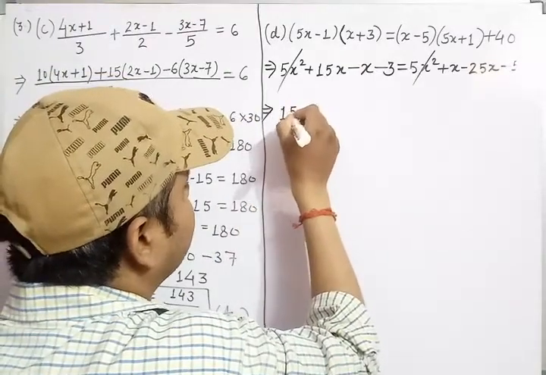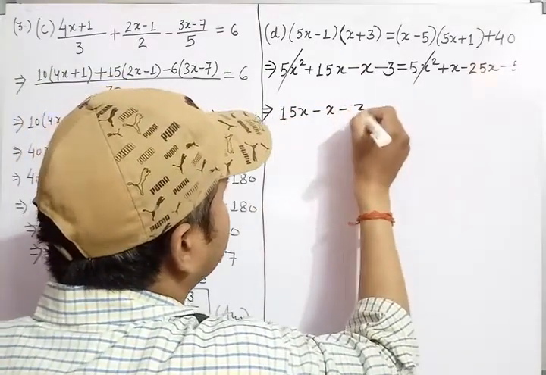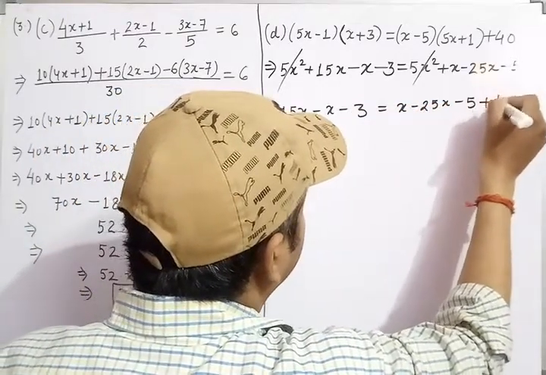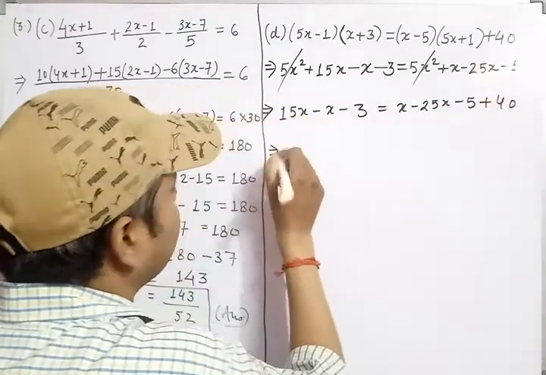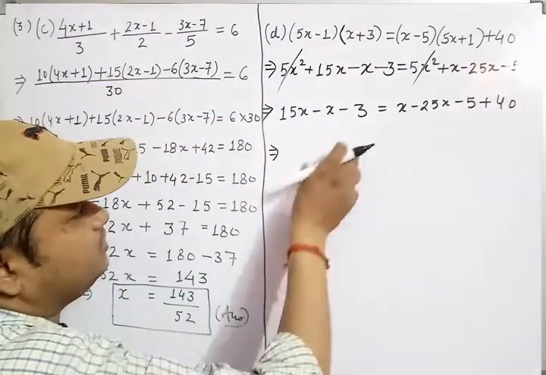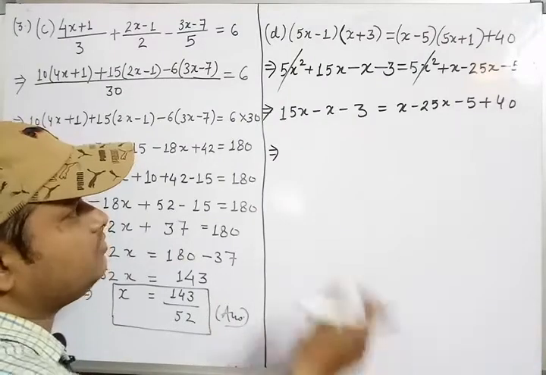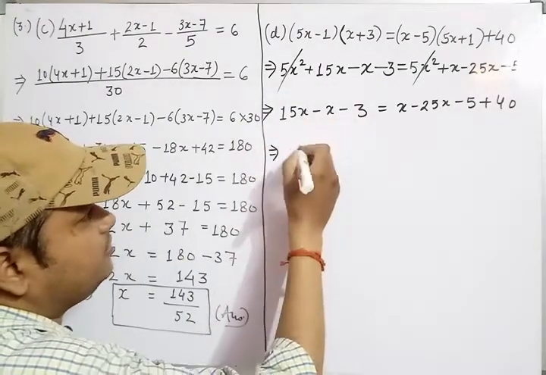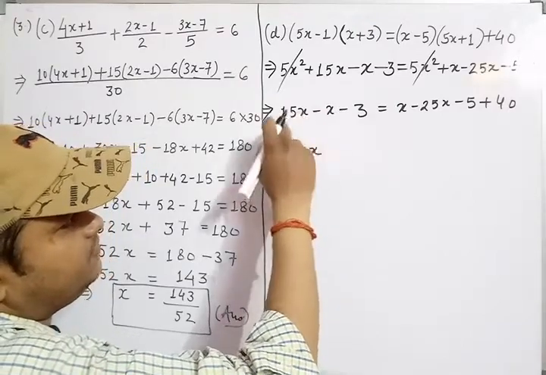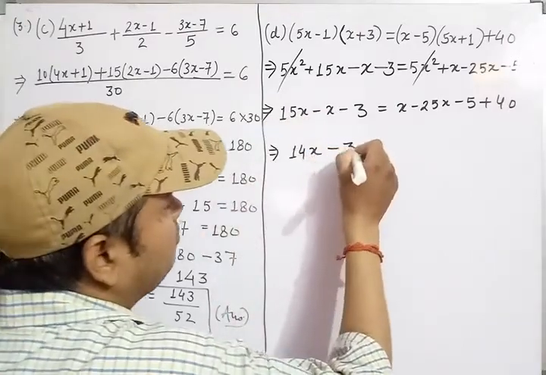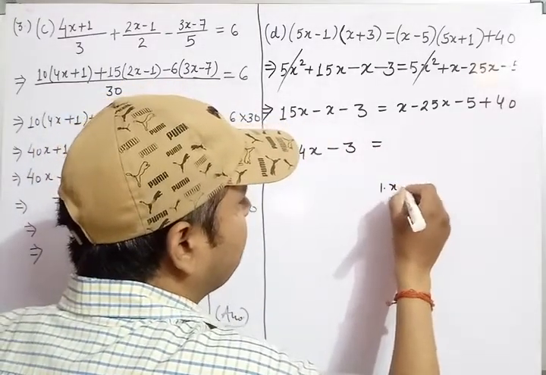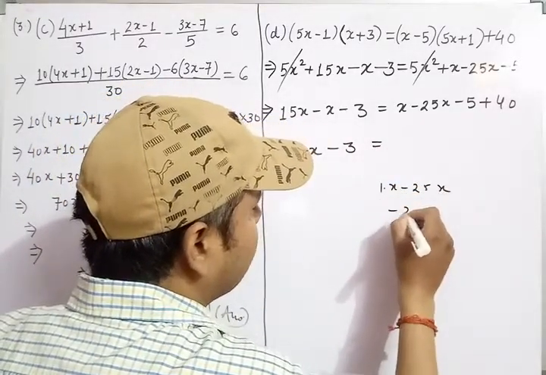So we can write 15x minus x minus 3 is equal to x minus 25x minus 5 plus 40. Now we have to solve this LHS and RHS again, then we have to apply the transposition method. So here 15x minus x means 14x, because here the coefficient of x is 1 and 15 minus 1 is 14, and here 1x minus 25x means minus 24x.